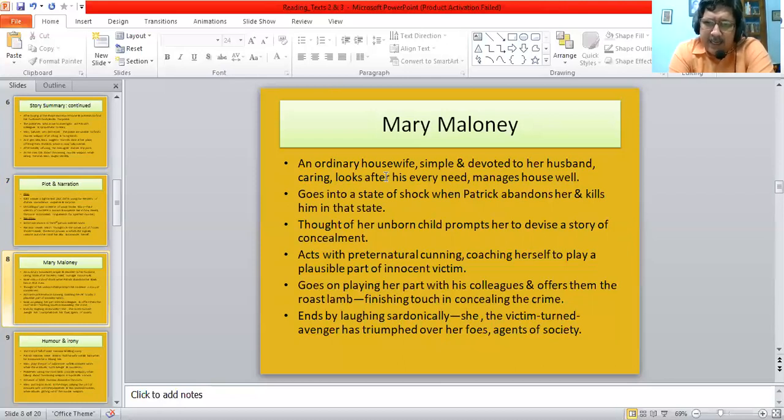Now, when the story ends, Mary is laughing sardonically to herself. She is the victim turned avenger who has triumphed over her foes, the officers who are the agents of the law and the law agents of society. So there is a bit of a question, or we can say that the sanctity of the moral order or the forces of order in society that we take for granted are really interrogated or questioned over here in the story.